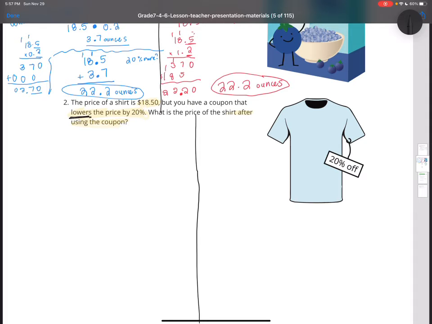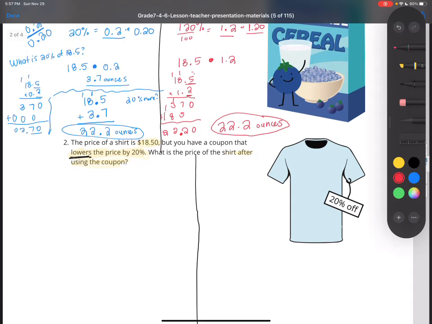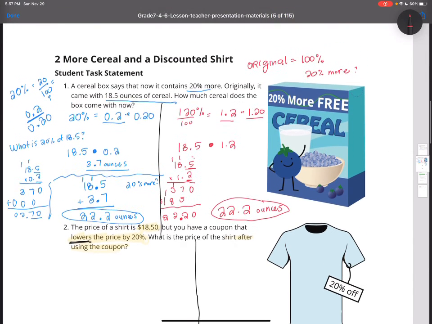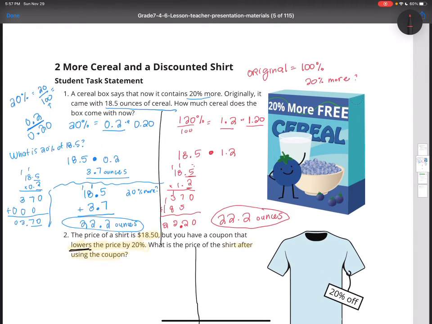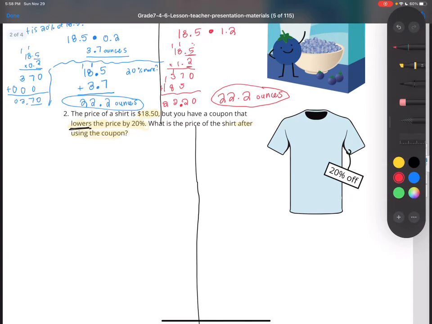So I'm going to use the same methods that I used earlier, but if you notice, the units are the same. For number 1, it was 18.5 ounces of cereal. For number 2, it's saying $18.50, which would give me 18.5. It's the same thing. All right. But I'm still going to show you both methods.